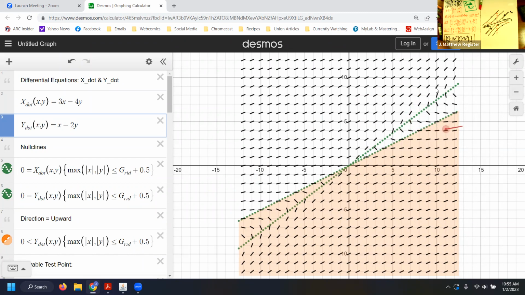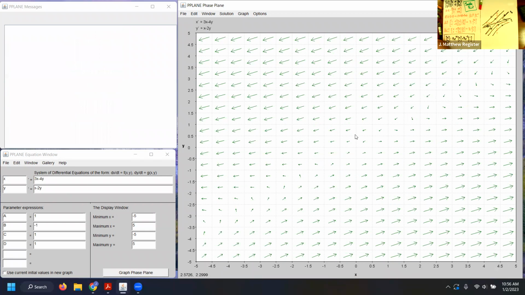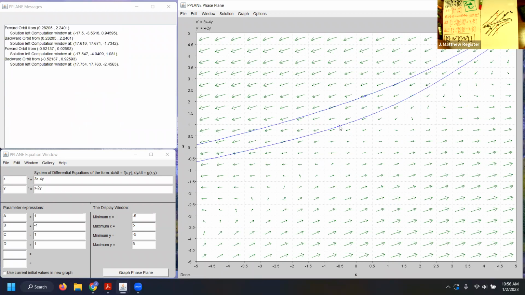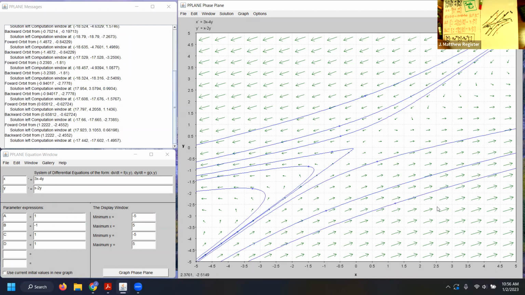This, again, is not as savvy a tool as p-plane. And so I would recommend using a program like p-plane. And so let's pull p-plane up. Here is p-plane. Our x prime is 3x minus 4y, and our y prime is x minus 2y. We can graph it. And then we can even click around to see what the curves are doing. And we can see exactly what we were seeing before.